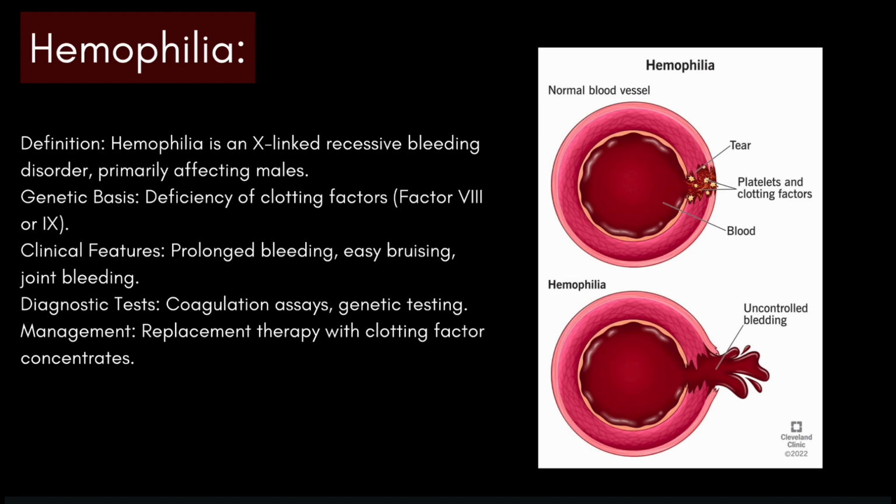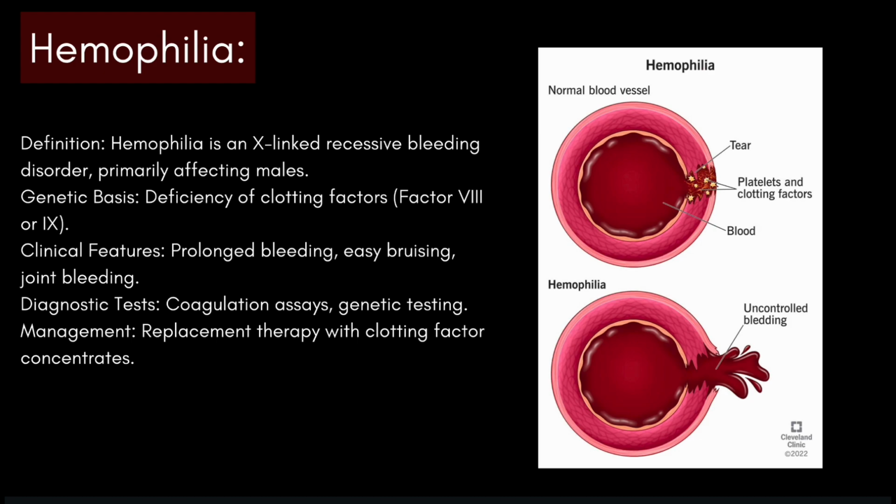Next we have hemophilia. Hemophilia is an X-linked recessive bleeding disorder primarily affecting males. The primary genetic basis for hemophilia involves the deficiency of clotting factors, mainly clotting factors 8 and 9. Clinical features of hemophilia include prolonged bleeding, easy bruising, and joint bleeding.